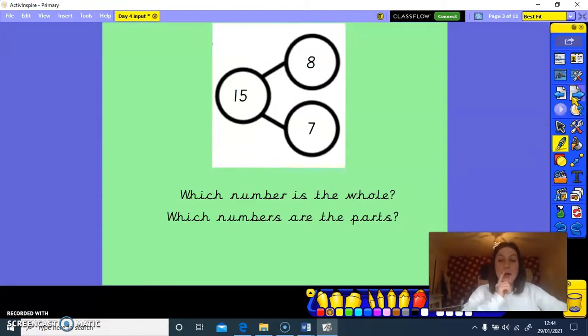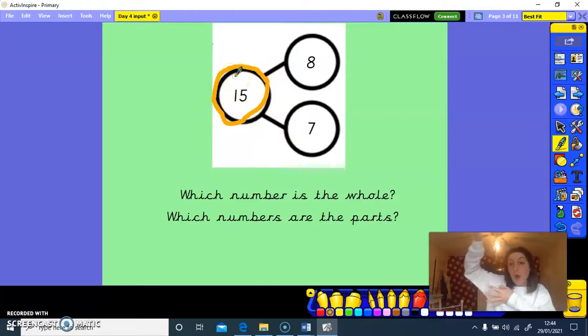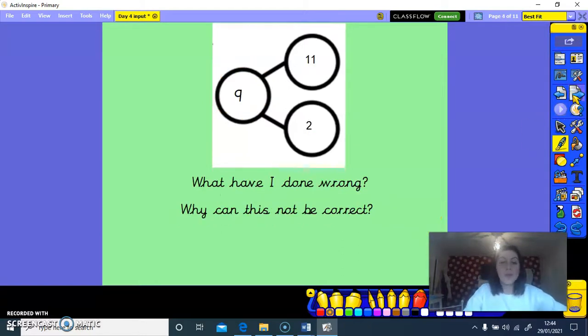Okay, what about this time? Which number is the whole? Brilliant, it is 15. Even though my part-whole model has moved, the whole is still, like I said, with 2 arms coming out. So 15 is the whole. One part is 8, the other part is 7. Good job.